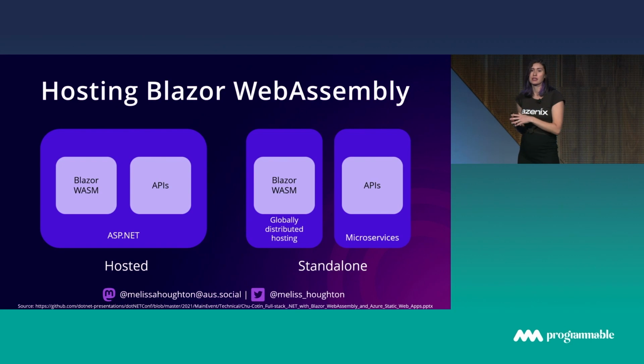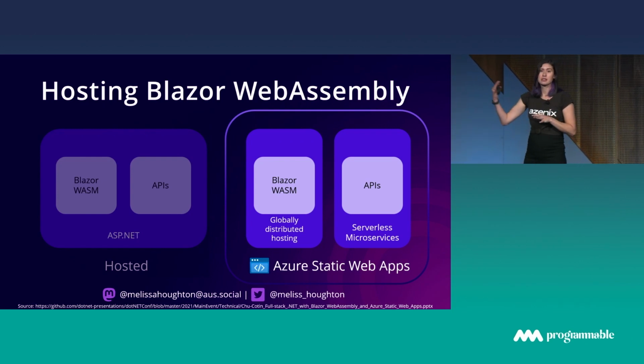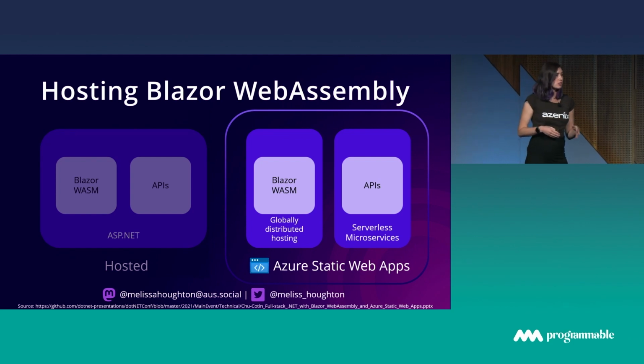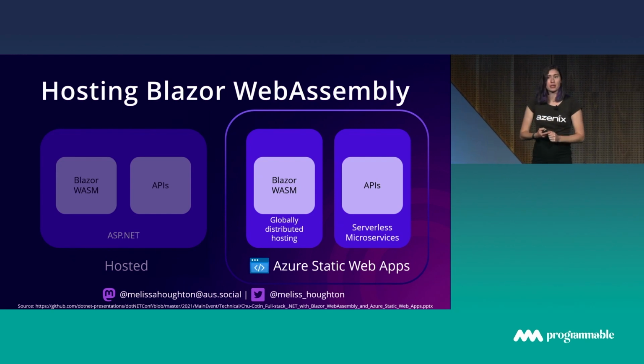So this is where you can leverage the globally distributed hosting, and you have your APIs as more of individual microservices rather than one big monolithic repository. So when we're looking at using static web apps, we're focusing on this standalone side. So what we have with the two different options, because our APIs, we want them to be some sort of serverless option, like our Azure Functions or the microservices in our backend. And we want to be able to leverage that globally distributed hosting that we get with the static web apps feature as well.